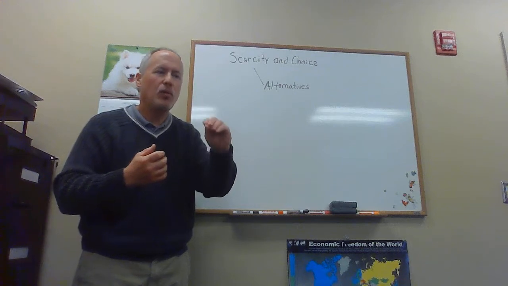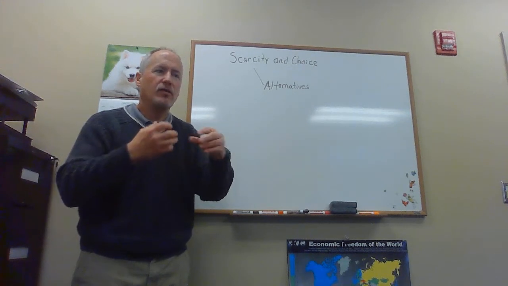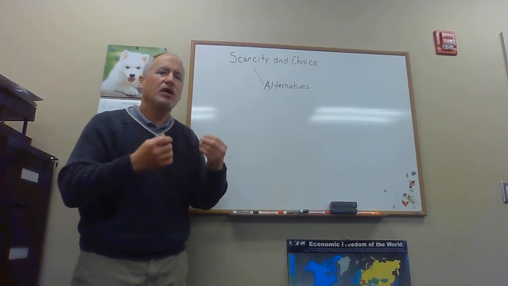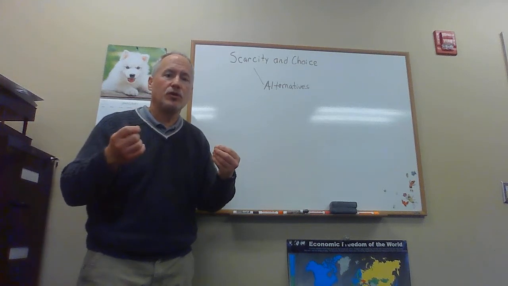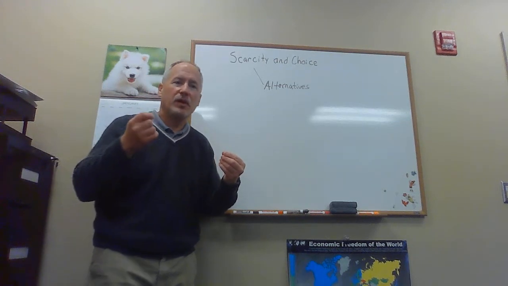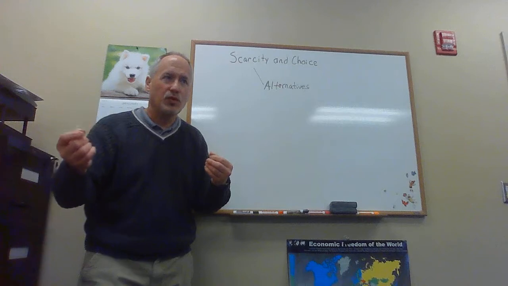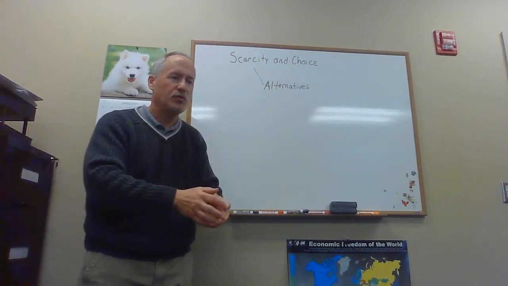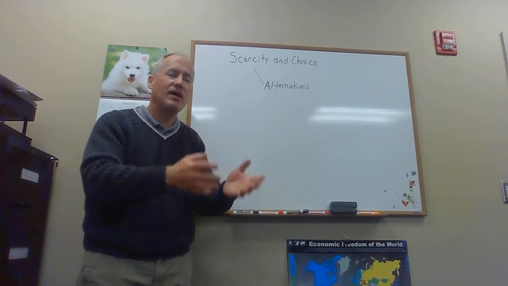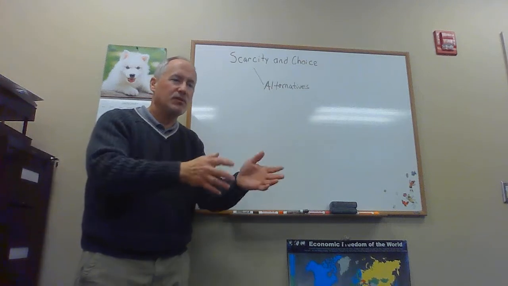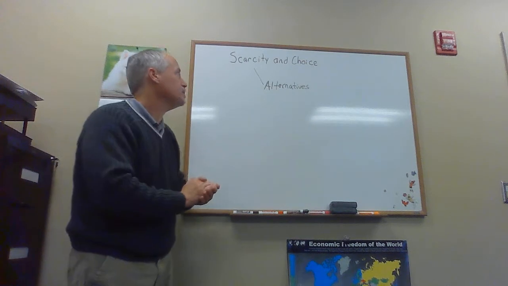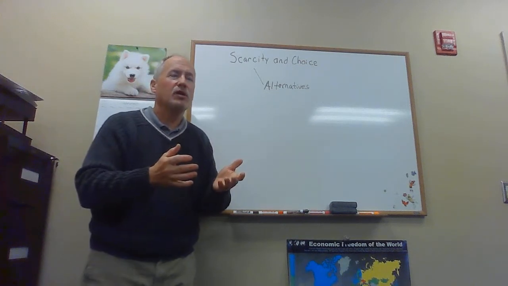And then you think about what you really gave up, and this is where opportunity cost gets into it. You're giving up that next best alternative, the next best alternative that you would have done. What would you have done with those resources, or with that money, or with that time, had you not chosen what you chose? So opportunity cost comes out of this.